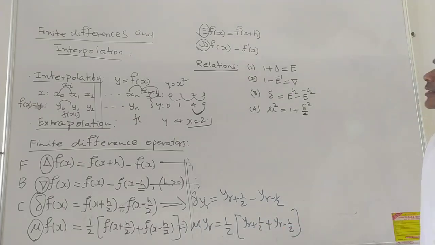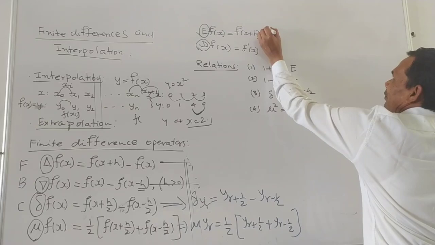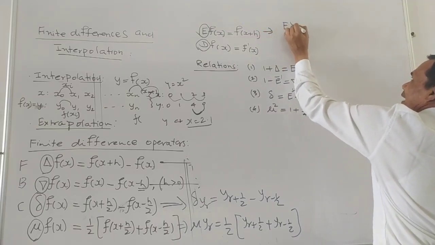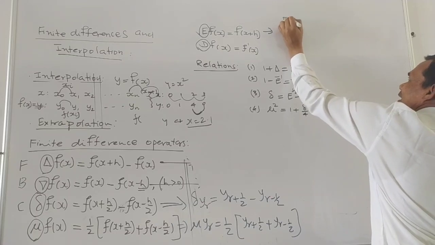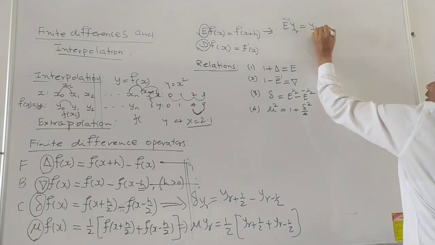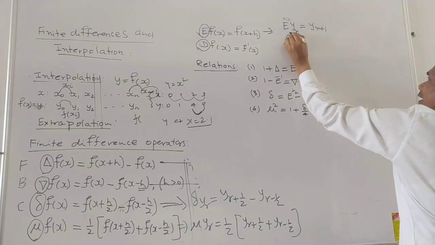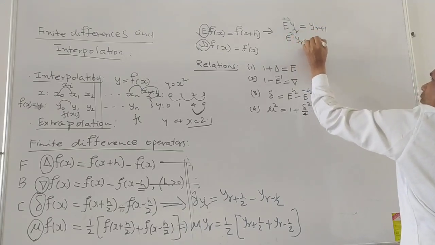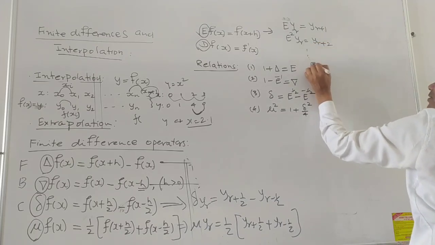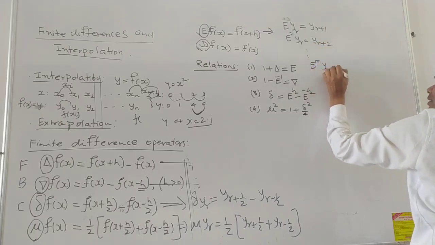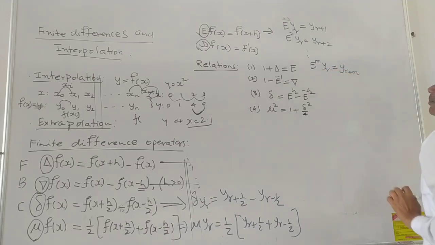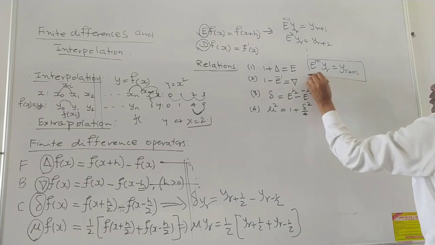Similarly, here you have the shift operator. E yr is equal to y(r+1). E squared yr is equal to y(r+2), and so on. You can generalize this: E^m yr is equal to y(r+m), with suffix r plus m. This is the generalized form.